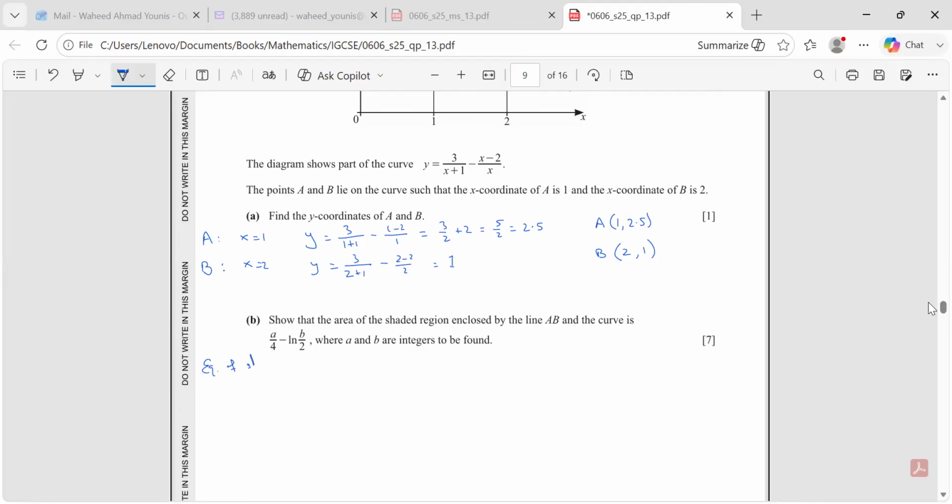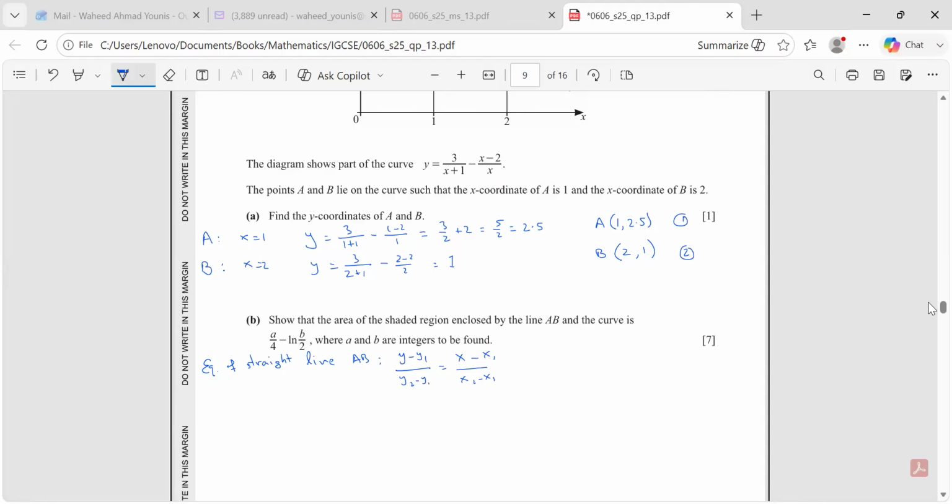Equation of straight line AB. Okay, the formula I'm going to use, we know the coordinates of these 2 points. So the formula we will use is y minus y1 divided by y2 minus y1 equals x minus x1 over x2 minus x1. Okay, so we can call A as point 1 and B as point 2. So this is x1, this is y1, this is x2, this is y2.